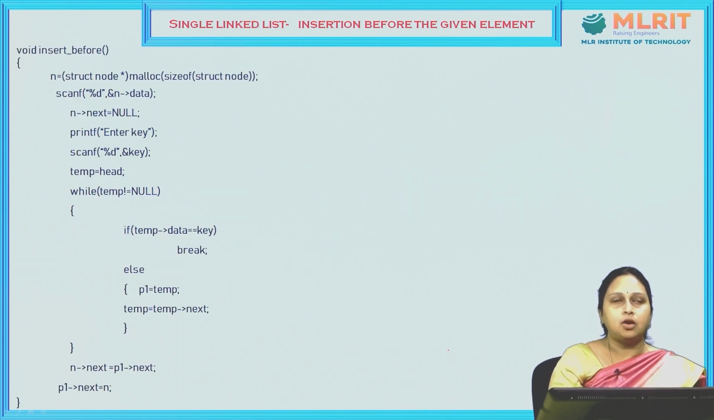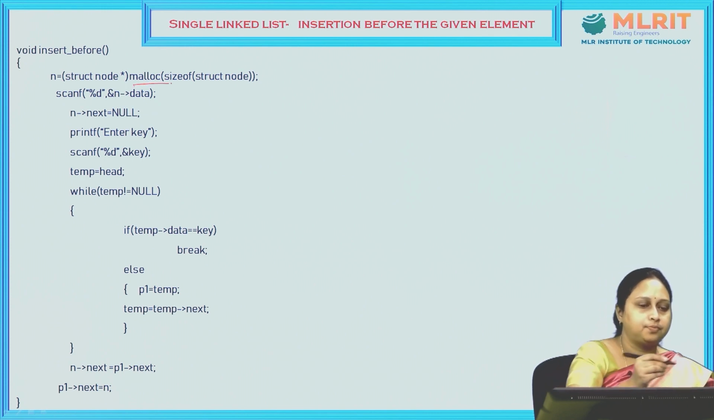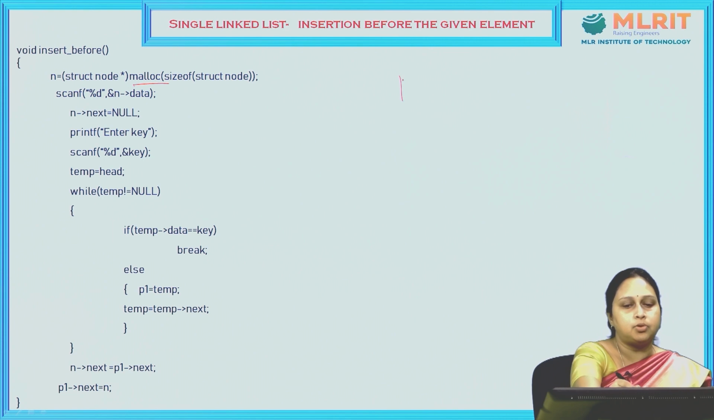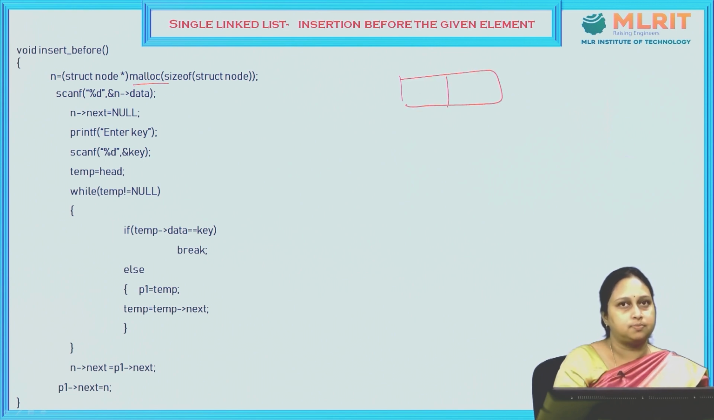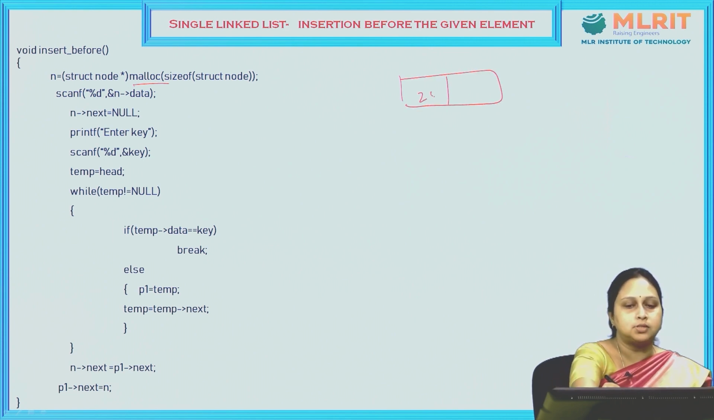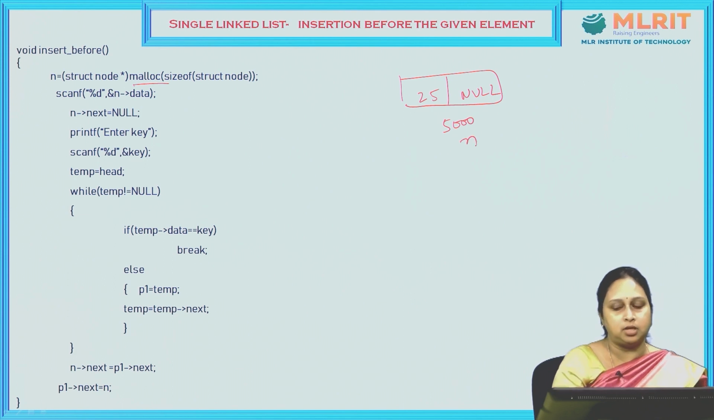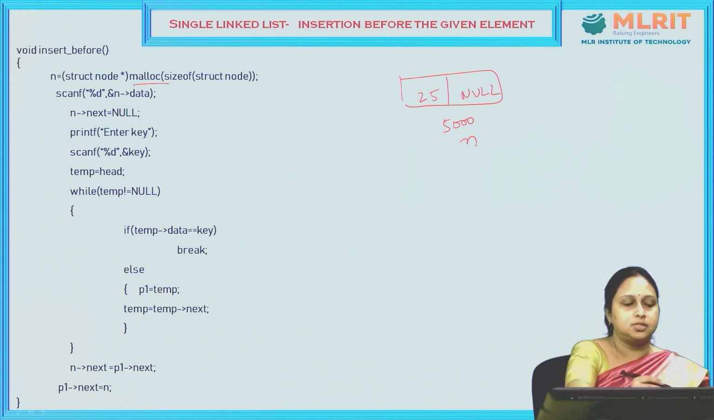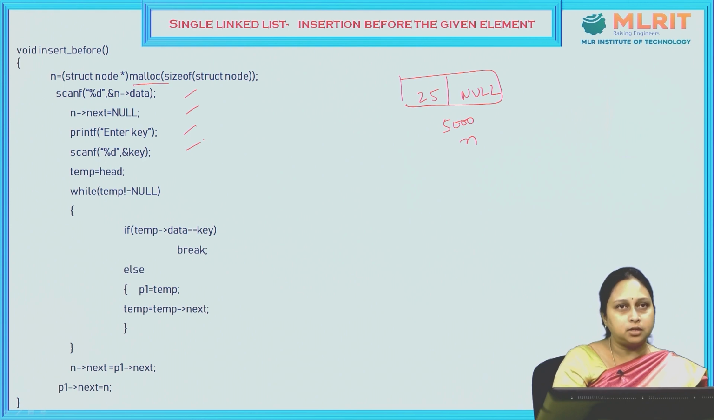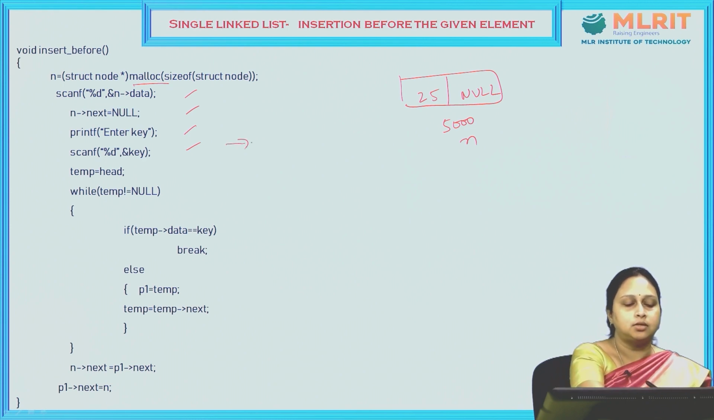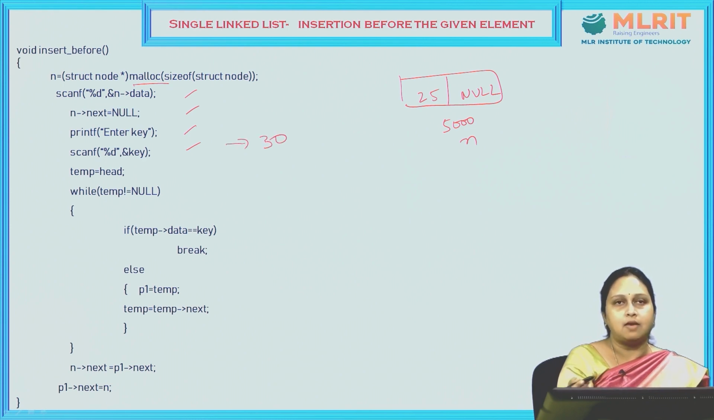Okay. Now, we can see the code, how we are going to write for this. First, we are going to allocate the memory as in the previous way, and read the data value, same 25, and initialize the address part as null. The address of this is 5000, and we are naming it N. These are the steps that are included. After that, we are going to read the key element. The key element is 30 we have taken. Based on that 30, we are going to traverse through the list.